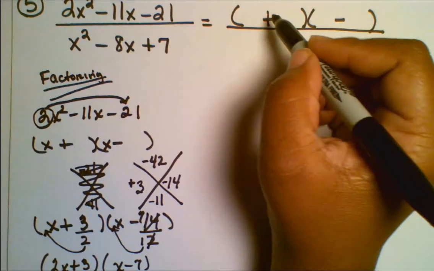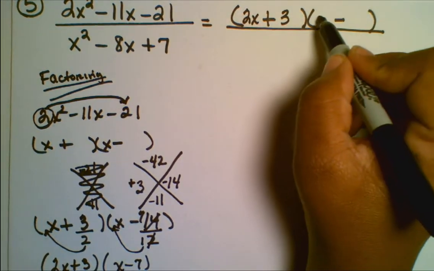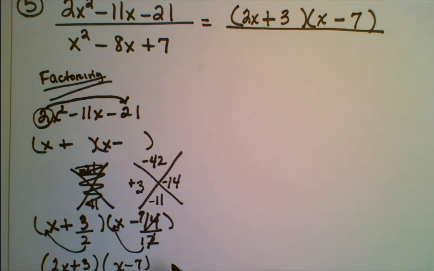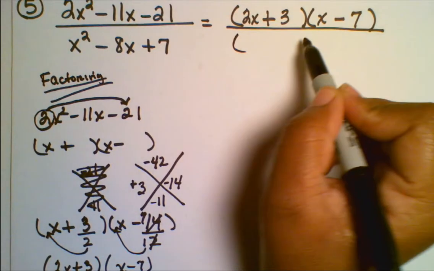All right, so let's write this out here. 2x plus 3 times x minus 7. That was the numerator. Let's look at the denominator here. We have, set up our template. Let's go ahead and do that.